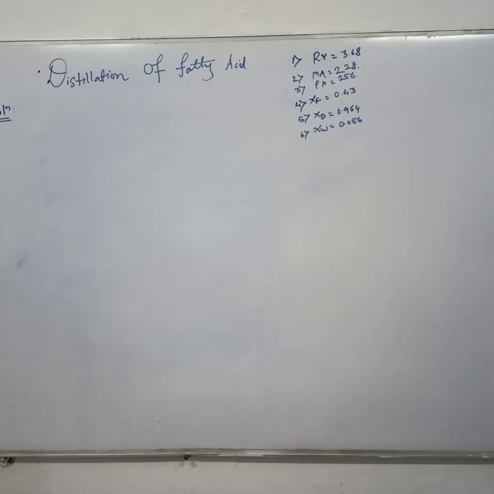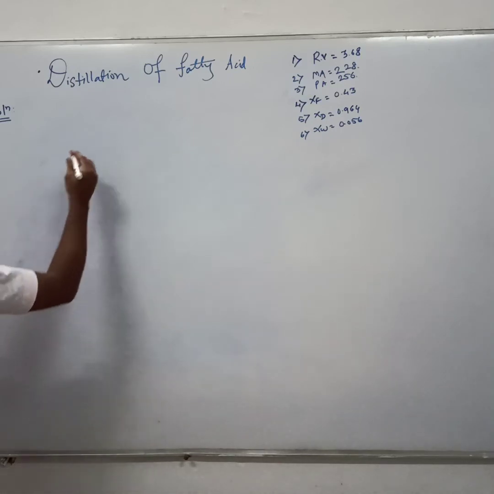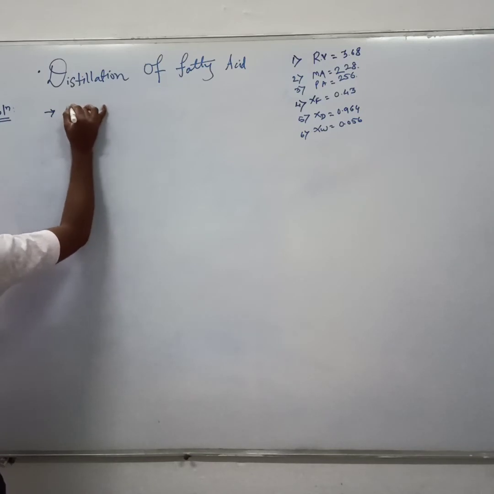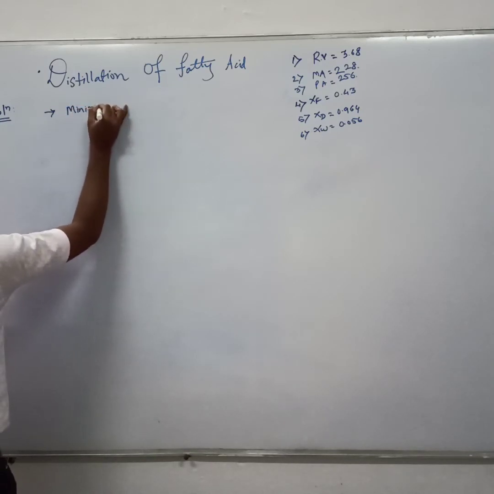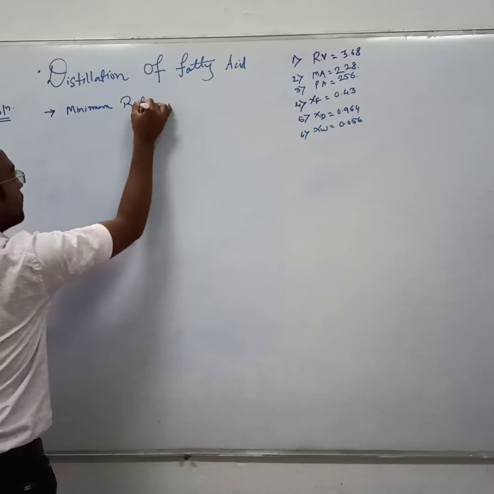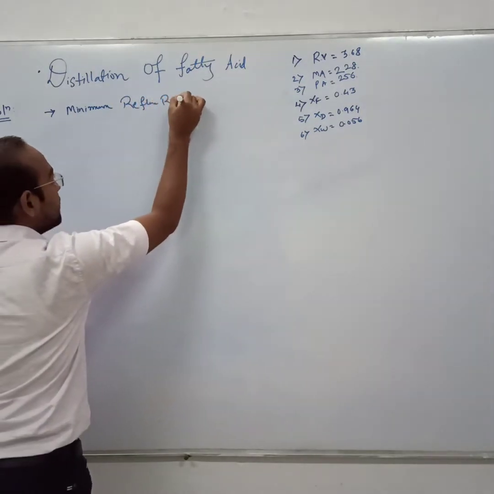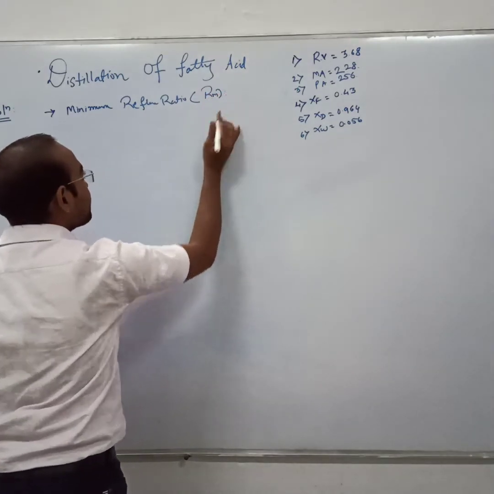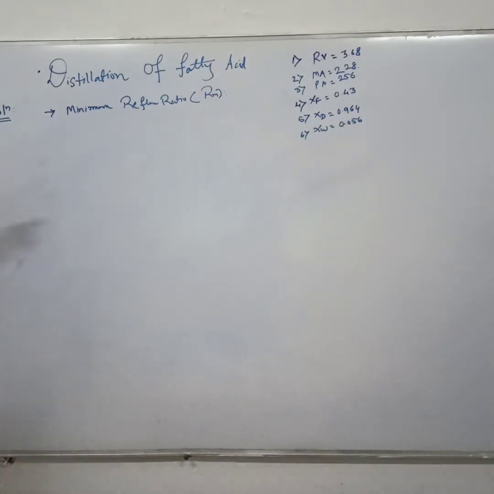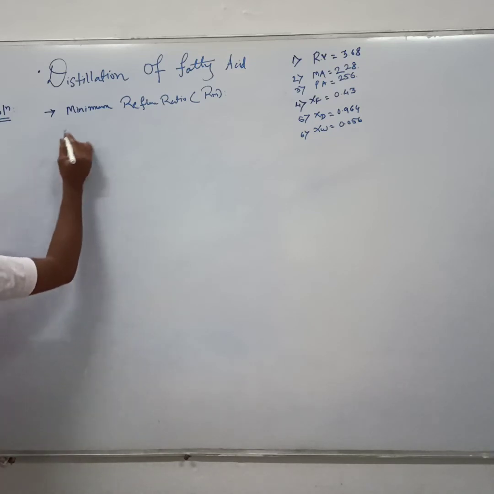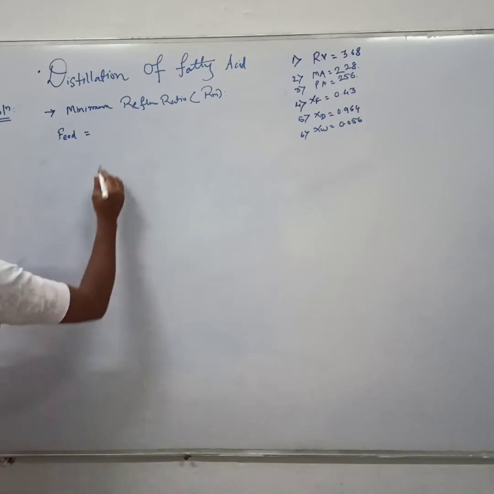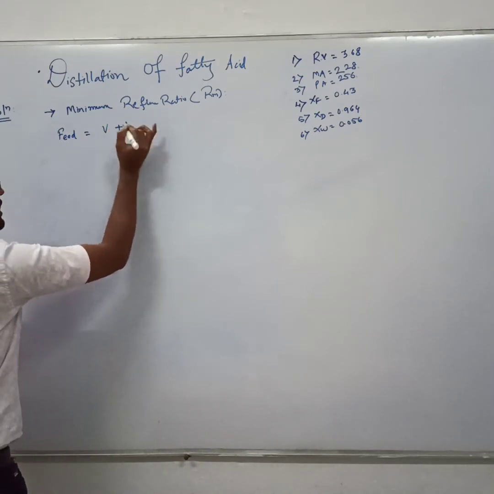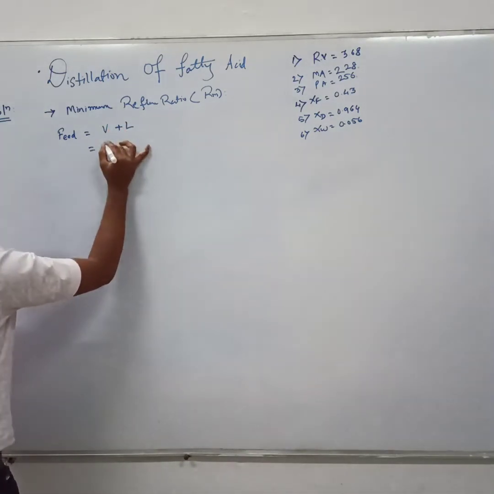Now we will move on to the determination of minimum reflux ratio. We are finding the minimum reflux ratio, denoted by capital Rm. Before that, we again want to find some values related to the feed. So moving on, the feed is a mixture of vapor plus liquid.